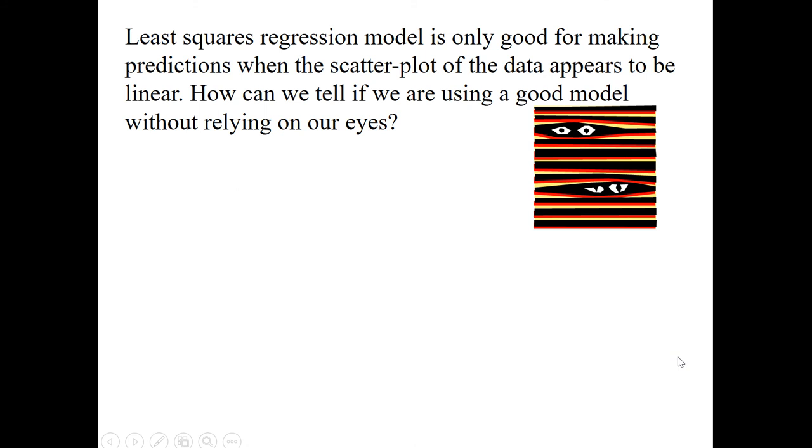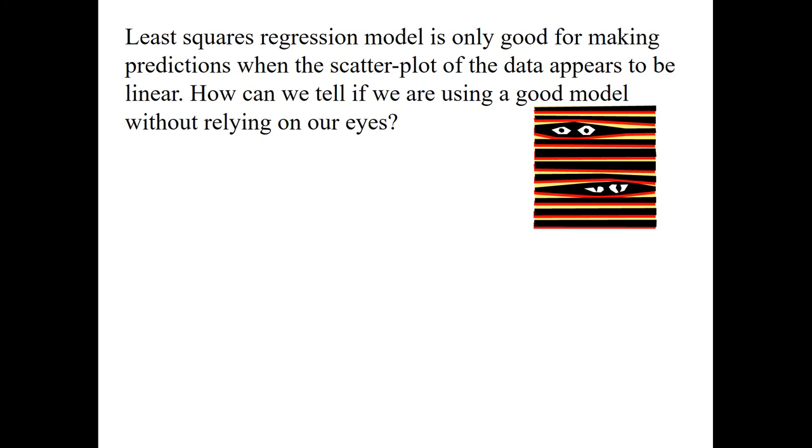All right, our least squares regression model is only good for making predictions when the scatter plot of the data appears to be linear. Okay, so remember we talked about how you have to have two quantitative variables, and then we said that your data has to be somewhat linear, right?